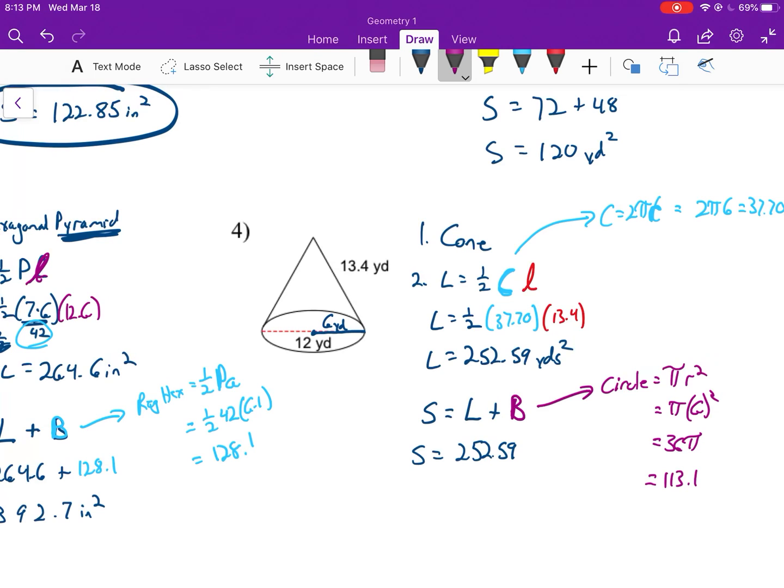And that's the base, so that can go back in our formula. 113.1. Add those together. You get 365.69 yards squared. So use that same idea to go ahead and finish up the rest of the worksheet.